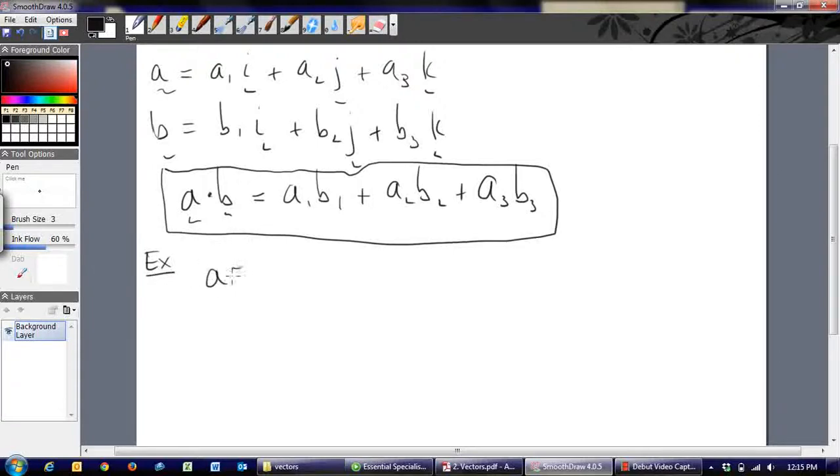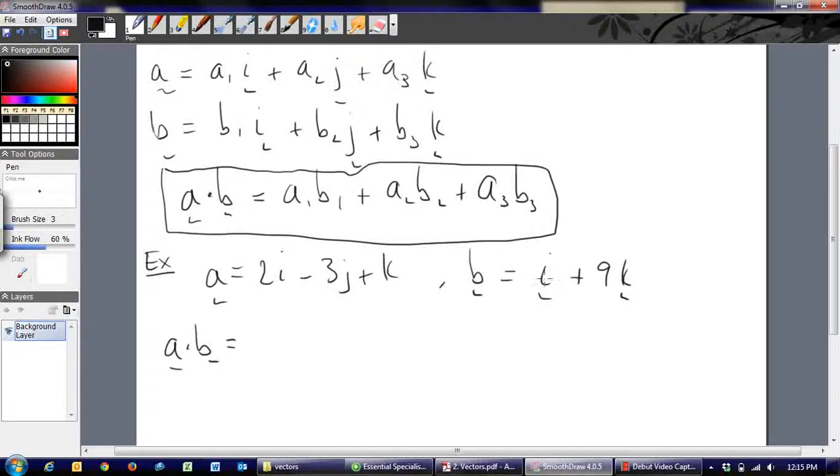So an example here, if you've got A is equal to 2i minus 3j plus k, something like that, and B equal to i plus 9k, something like that. What's the dot product? Let's have a look. A dot B will be equal to, we just have to multiply all the components.